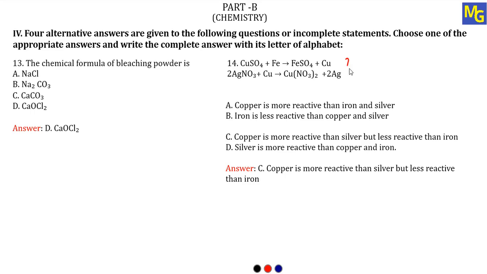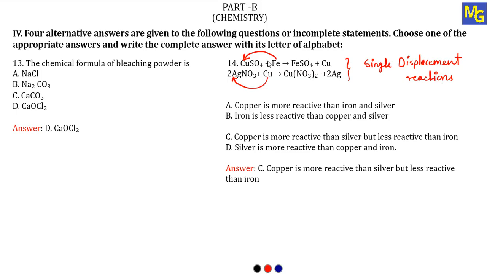If you see both the reactions, here one of the metals is going to replace the other. So this iron is going to replace this copper, and this copper is going to replace this silver. So here one of the elements is going to replace. Therefore, both the reactions are representing single displacement. Remember, these both reactions are single displacement reactions. So according to these reactions, now we have to think which option would be correct.